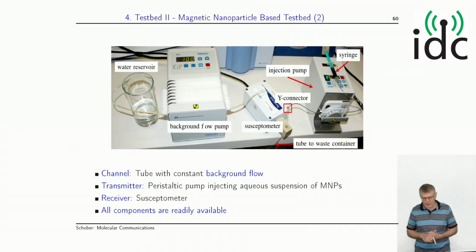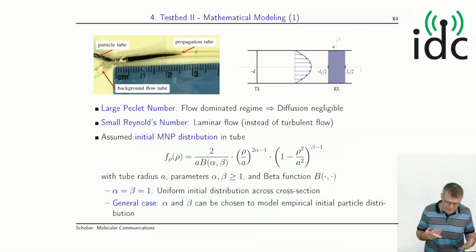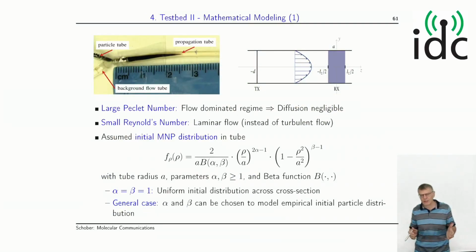Those components you can basically buy, and maybe if you have colleagues that work in this area, they may already have them, right? Those who work on fluid dynamics or on modeling blood vessels may already have such equipment that you may be able to use for your work. Now, of course, our main interest was to use this to verify models for molecular communication.